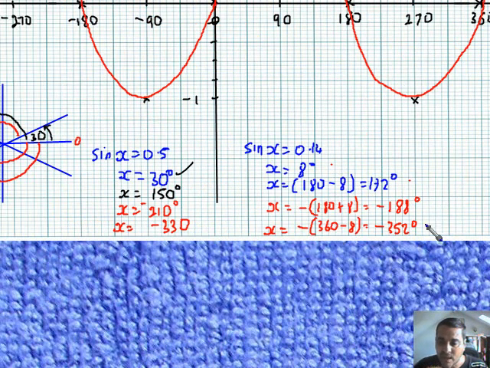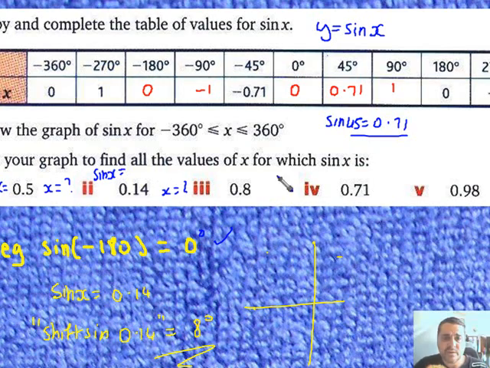I've got 8 degrees, 172, minus 188, and minus 352. I'll pause again and look back at the other question. Okay, here we are from the front page again. So we're now going to do this one here.